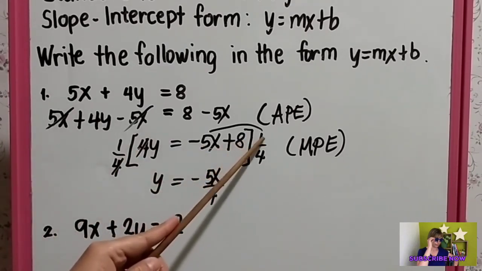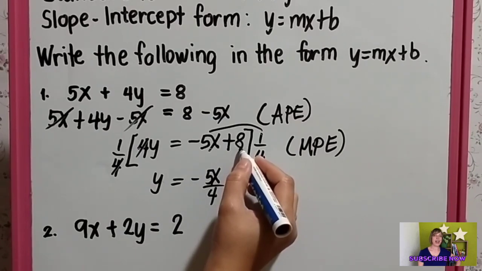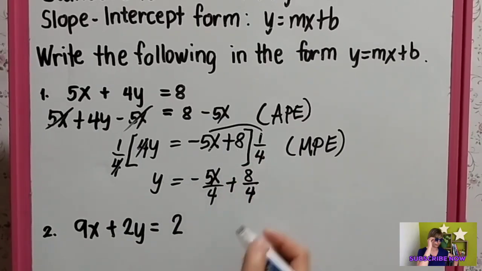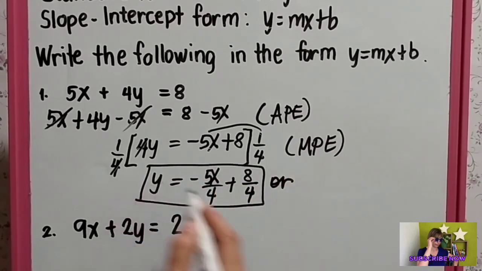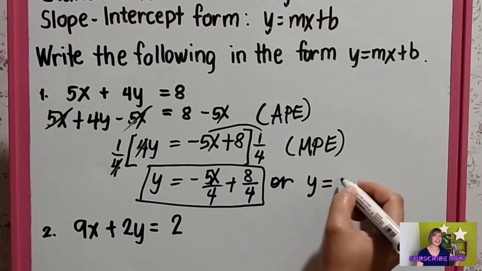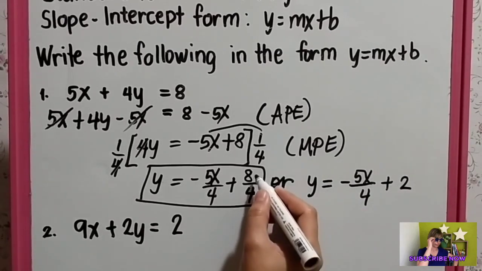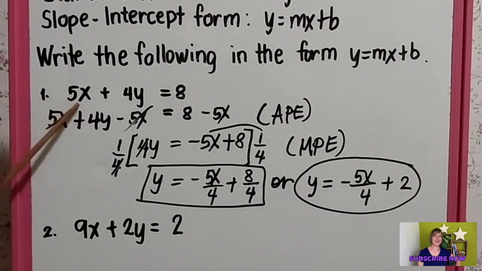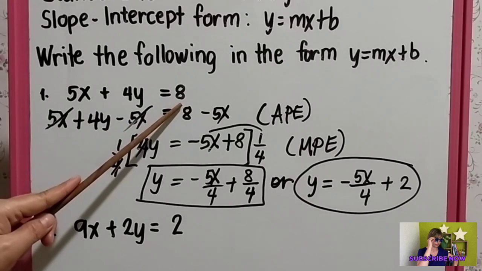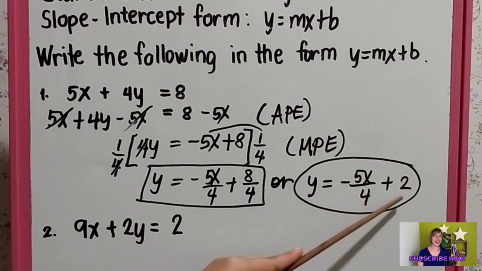And next, 1 times 8 is 8, and the denominator of 8 is 1, of course. 1 times 4 is 4. But 8 over 4 can be written as 2. So therefore, this equation can be written as y equals negative 5x over 4 plus 2, because 8 over 4 is 2. So, 5x plus 4y equals 8 in slope-intercept form is y equals negative 5x over 4 plus 2.